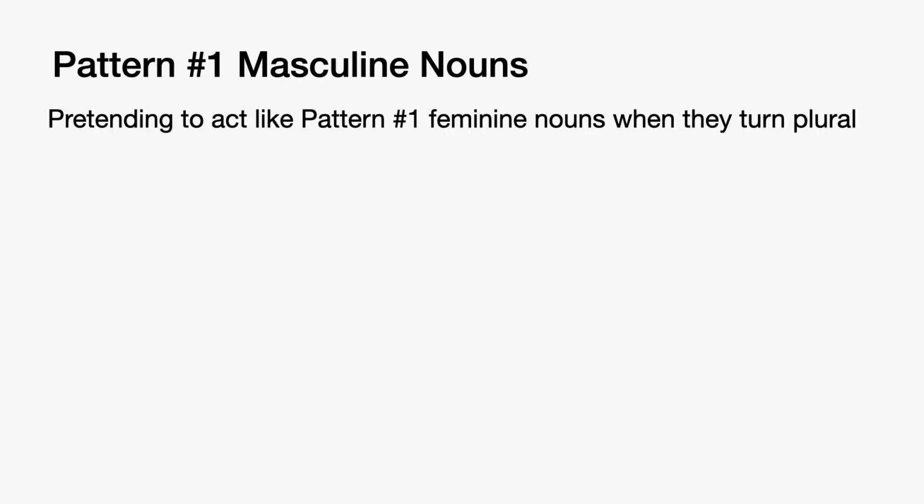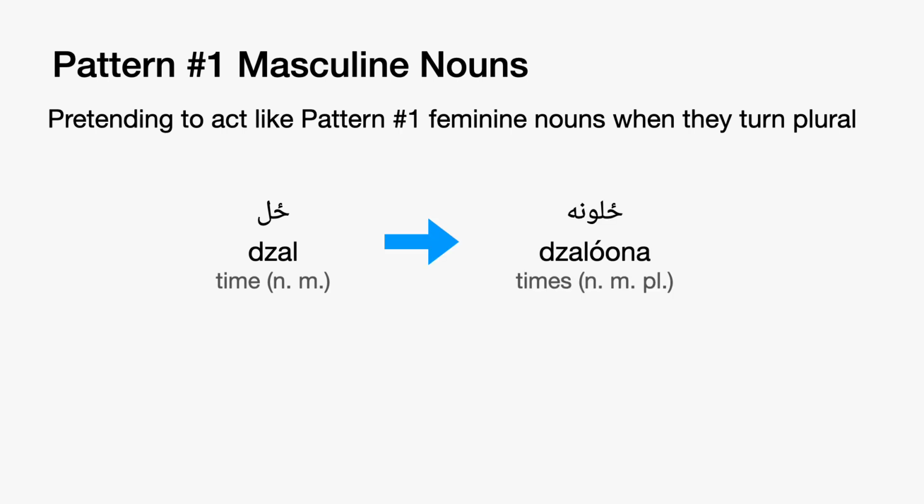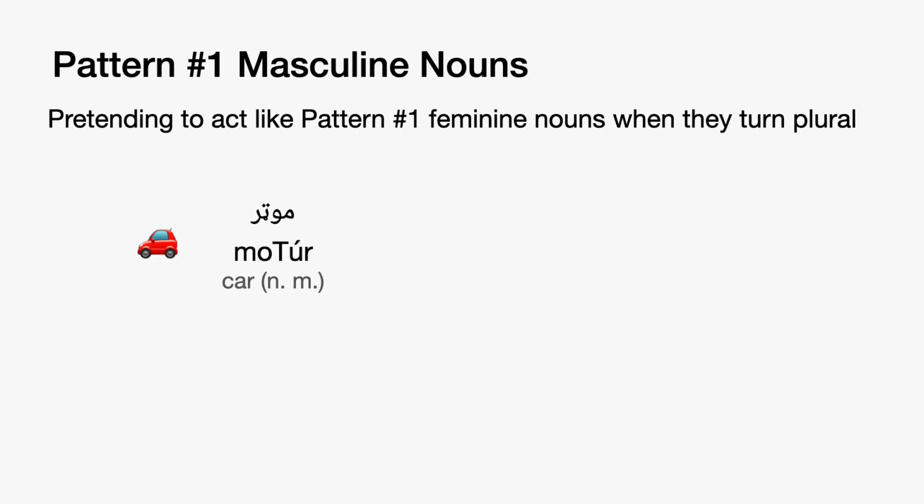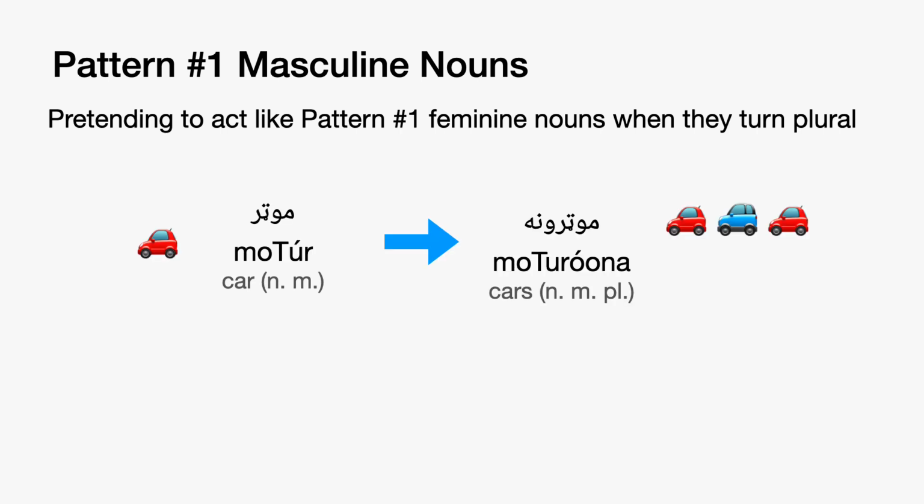But there's also pattern 1 masculine nouns, and sometimes people will add feminine plurals to these things. So there'll be pattern 1 masculine nouns that pretend like they're pattern 1 feminine nouns when they turn plural. What am I talking about? For instance, the word zal for time. Like 1 time, 2 times, 3 times. Sometimes people will say zaluna for times, the normal masculine plural. But a lot of times they'll just say zali, and that will somehow turn into a feminine plural. Don't ask me why. Motar, again, for car. Sometimes people will say motaruna, cars, just using the regular masculine plural. Sometimes people will say motari, and it'll somehow turn into a feminine plural.